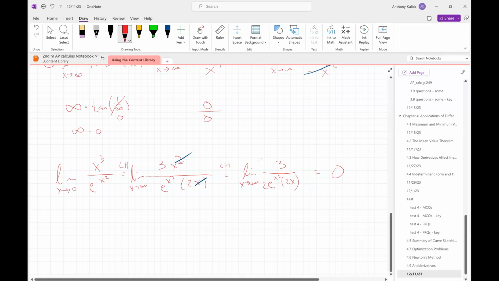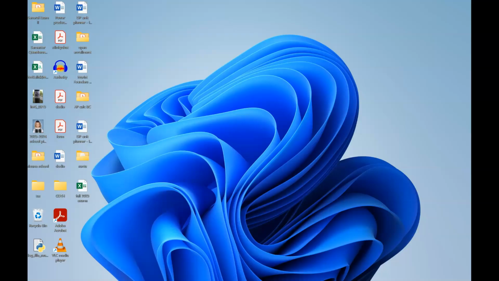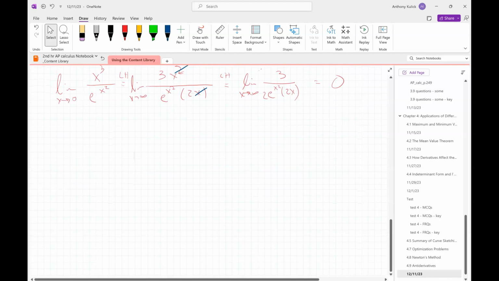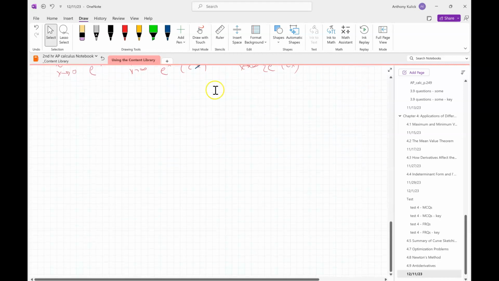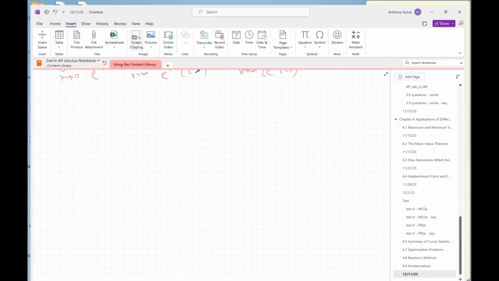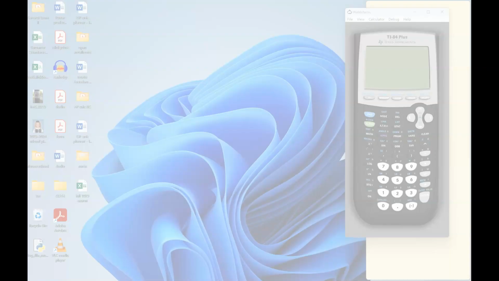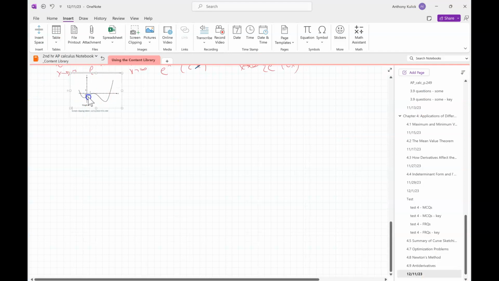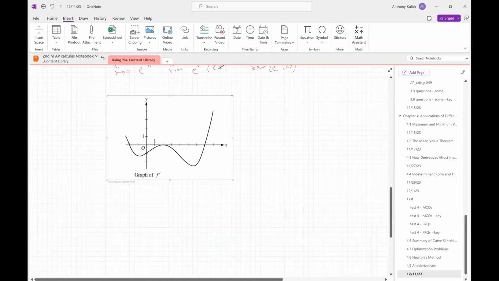The other one that I definitely want to talk about was 14, which is the one with the picture. This one was very similar to one that we had in the free response questions, right? I was trying to base it off of that.